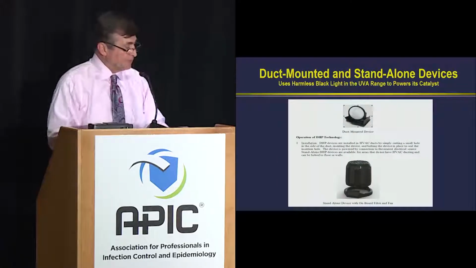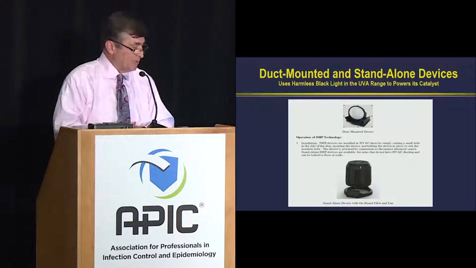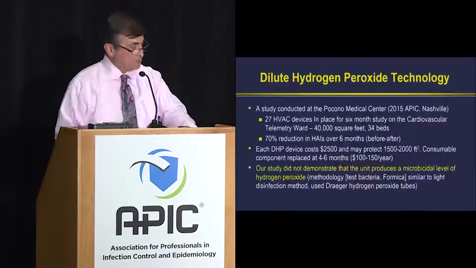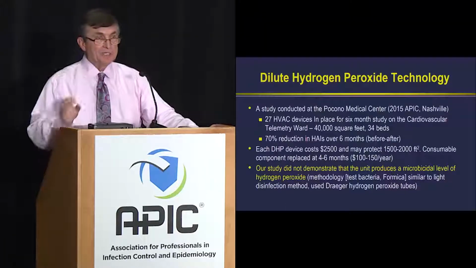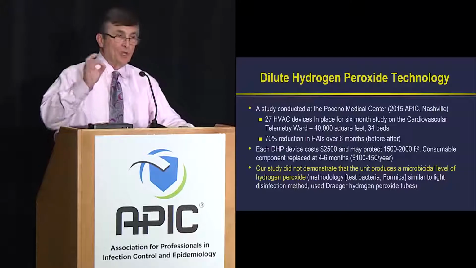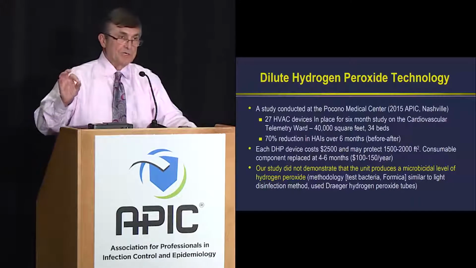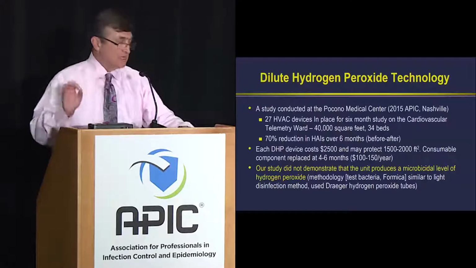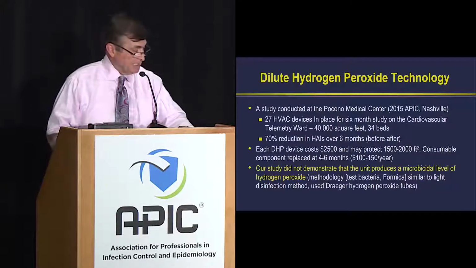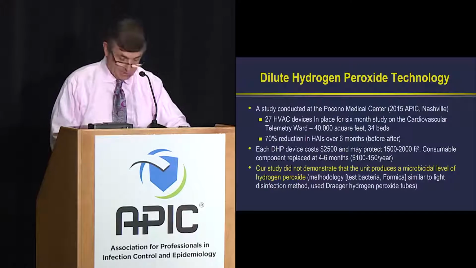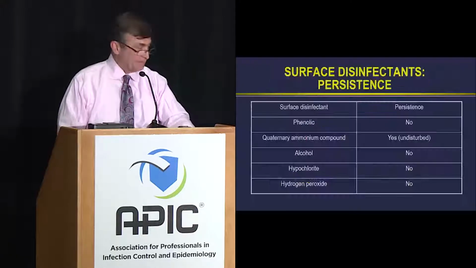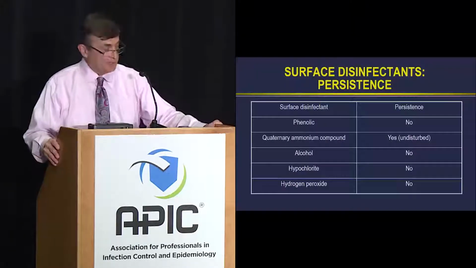Essentially it could be placed, for example, in a duct. It could be a standalone device, but so far we have not found essentially a product that produces a low concentration of hydrogen peroxide that effectively kills microorganisms. We've tested one for several years, and essentially it did not demonstrate a microbicidal level of hydrogen peroxide. So we're continuing to evaluate that.